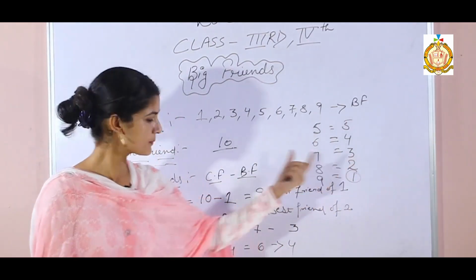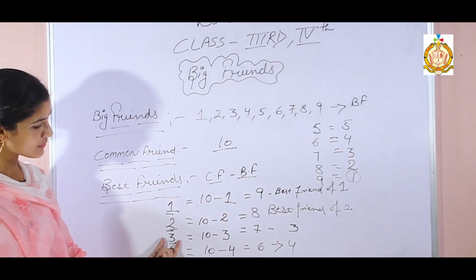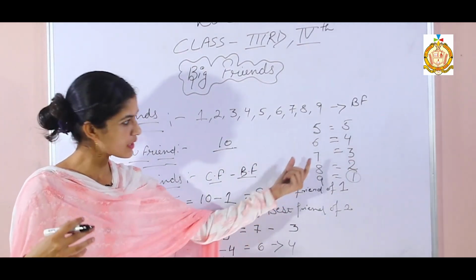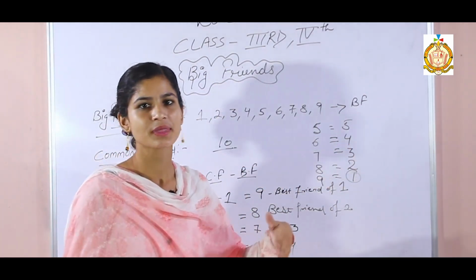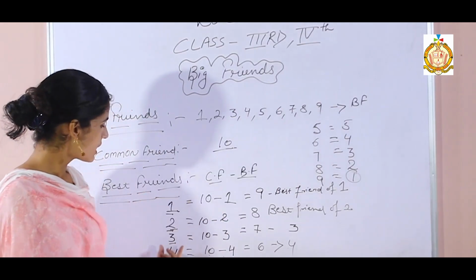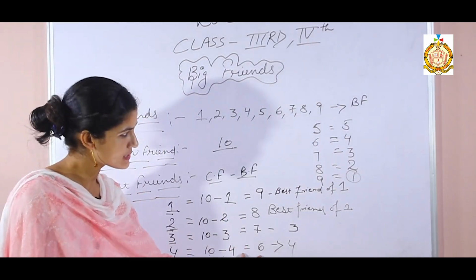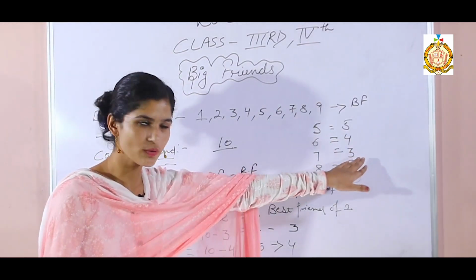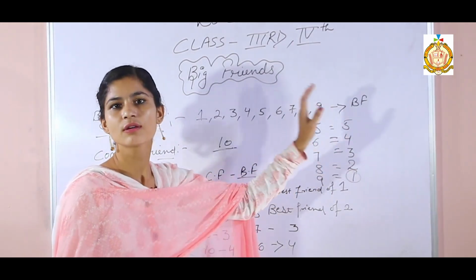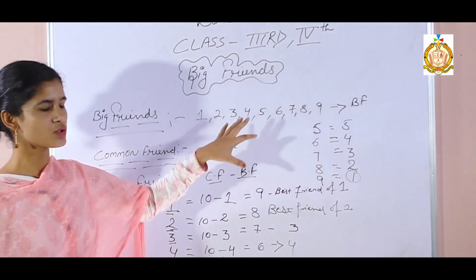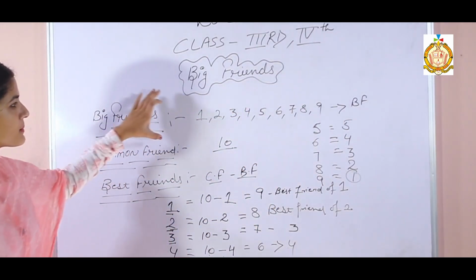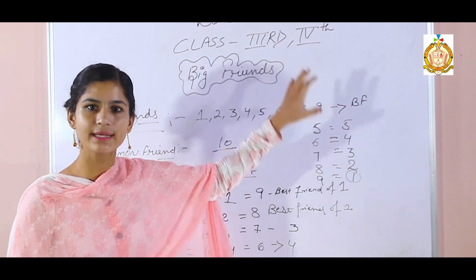Similar, because the same numbers are there. Best friend of 3 is 7, so best friend of 7 is 3, because when we add 3 to 7, then 10 comes. Now best friend of 4 is 6, so best friend of 6 is also 4. Best friend of 5 is 5, because 5 plus 5 is 10. So this is all about the intro of best friends, the numbers that come under 10.